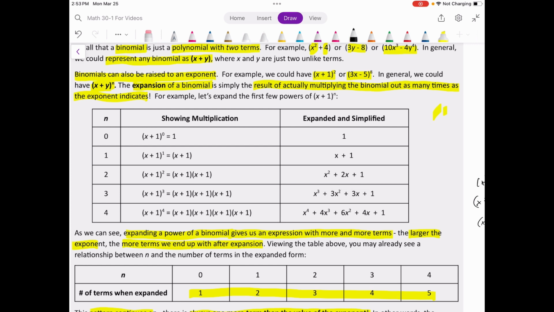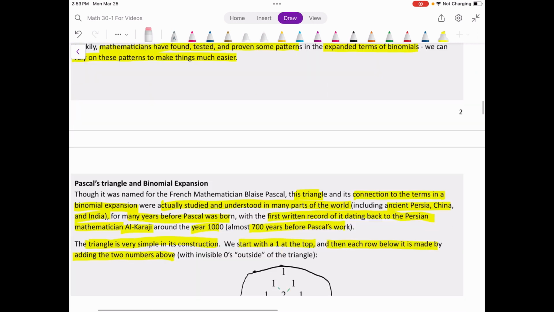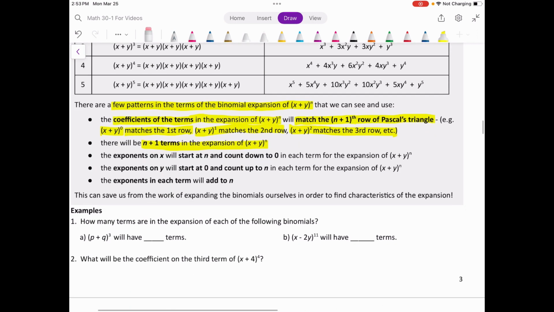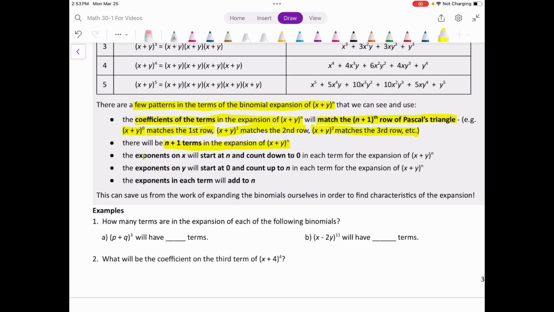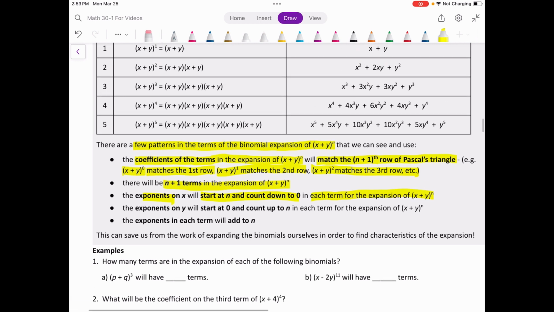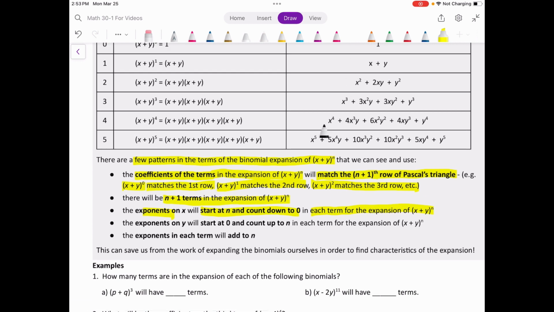We're very used to writing it in descending powers of the first thing there, right? So that's kind of the typical way to write this. As long as we do that, we can see that the exponents on x start at n and count down to 0 in each term for the expansion of x plus y to the power of n, right? You can see that here. X to the 5th, well, n was 5. X to the 4th, x to the 3rd, x squared, x, and then x to the 0, right?